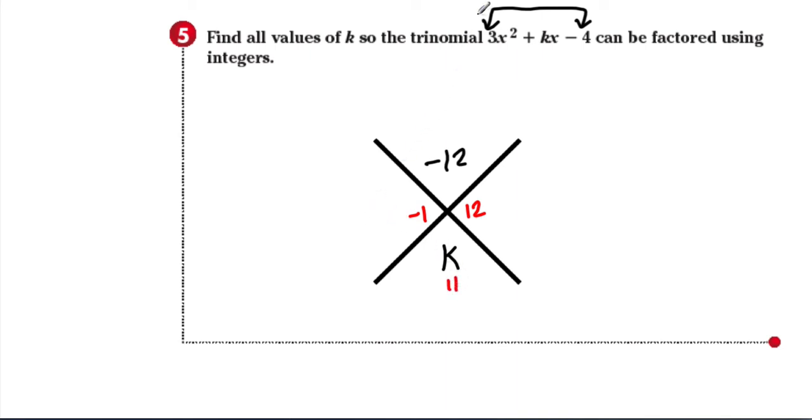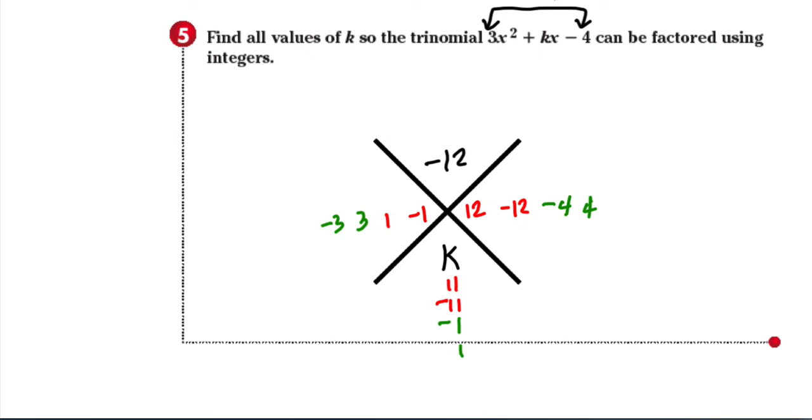And let's switch it around now. Let's do positive 1 and negative 12. This time you'll get the sum of negative 11. Two more factors of negative 12 would be 3 and negative 4, and the sum of 3 and negative 4 will be negative 1. You can also do negative 3 and 4. The sum now would be positive 1.